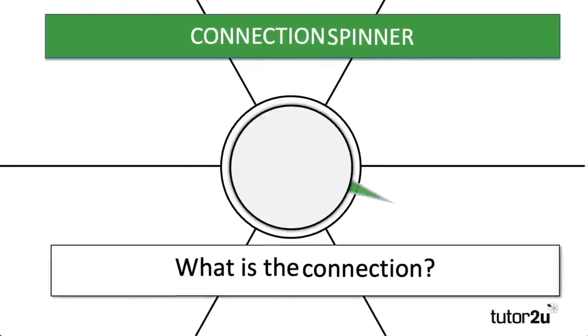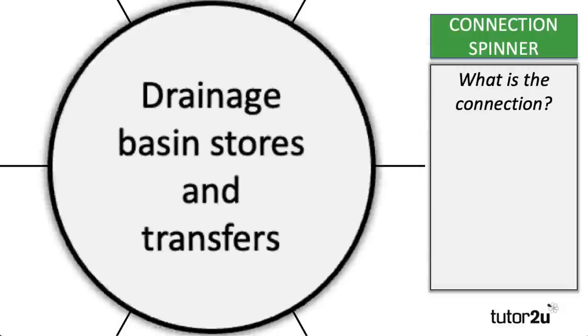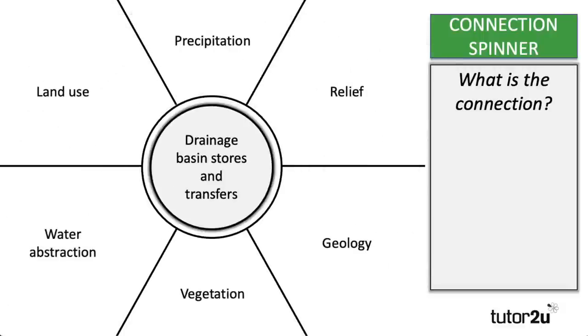And the clue is, this is all about factors affecting runoff. So our central topic is drainage basin stores and transfers. And if we spin the needle, John, to find out where it's going to rest, it could land anywhere. Exciting. Aha. So we've got drainage basin stores and transfers. How does that link to geology?